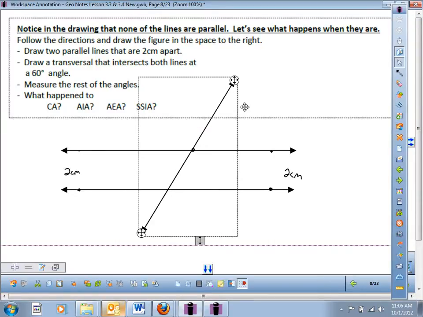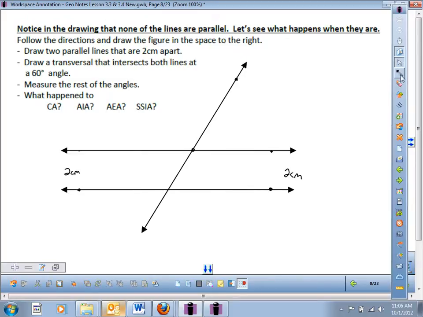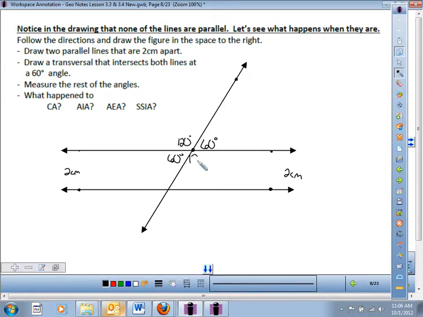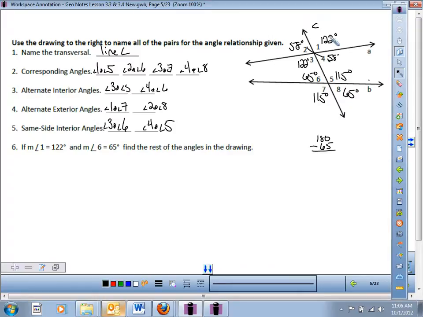Okay. Now what will happen here, once you do that, this angle right here is what you measure to be 60 degrees. You know this is 60 degrees, and you know the other two with your linear pair postulate are 120 degrees. Now, I said on the last one we had to have an angle up and an angle down. We needed to know this 122 up here, and we could find them all. We had to know this 65, and we could find them all.